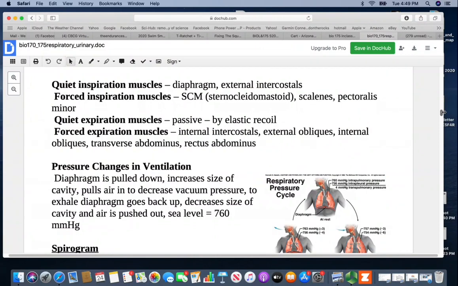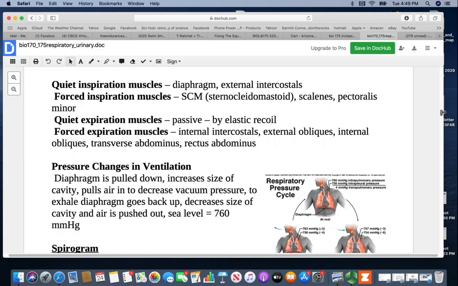This will involve the diaphragm, which is a dome-shaped muscle that's going to sit underneath the lungs, and the external intercostals. So as the diaphragm pulls down, it's going to make the space that the lungs are in bigger. With the external intercostals, it's going to lift the ribs up and out to the side. So you can put your hands on your rib cage and take a deep breath in, and this will really emphasize this so you can feel those intercostals expanding. When we do forced inspiration, we're going to involve a few different muscles here.